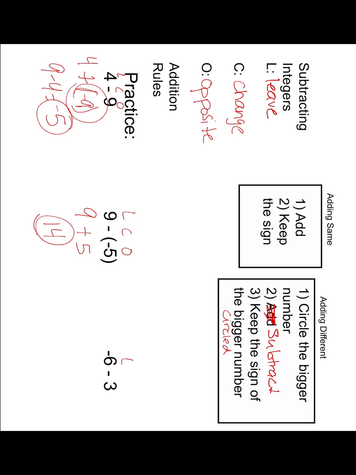-6 minus 3. Leave, change, opposite. I'm adding 2 negative numbers, so my answer is going to be negative. And then 6 plus 3 is 9. So it gives you -9.